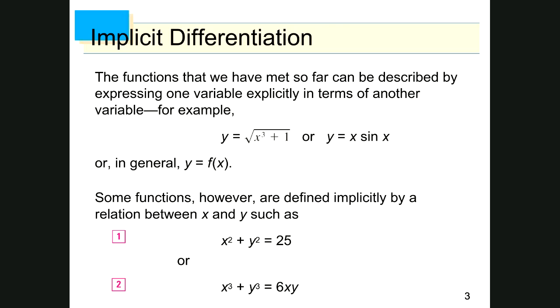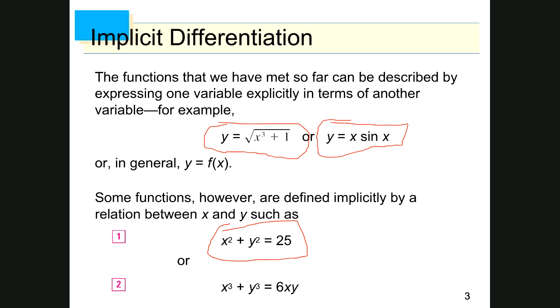Where one variable is defined explicitly in terms of another variable. So y equals some function in terms of x. You can see it here, y equals to x and x. But now the question is, what happens if I give you something like this? x squared plus y squared equals 25. To make it even more complicated, I give you something like x cubed plus y cubed equals 6xy.